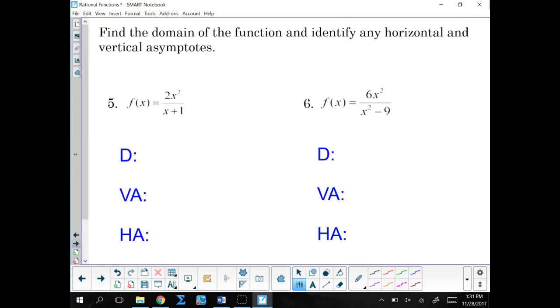Put it to work. Find the domain of the function and identify any and all horizontal and vertical asymptotes.